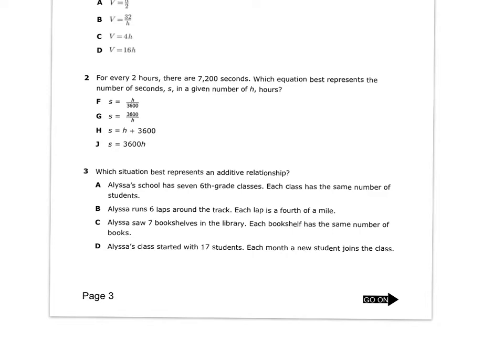Number 3, which situation best represents an additive relationship? Alyssa's school has 7 6th-grade classes. Each class has the same number of students. Alyssa runs 6 laps around the track. Each lap is 1/4 of a mile. Alyssa saw 7 bookshelves in the library. Each bookshelf has the same number of books. Alyssa's class started with 17 students. Each month a new student joins the class.